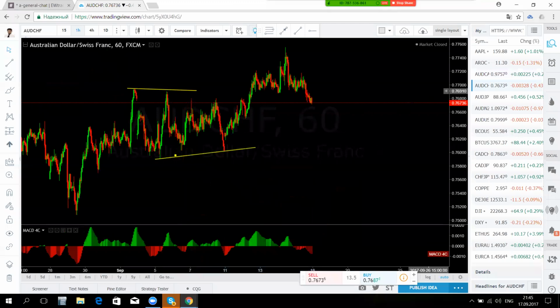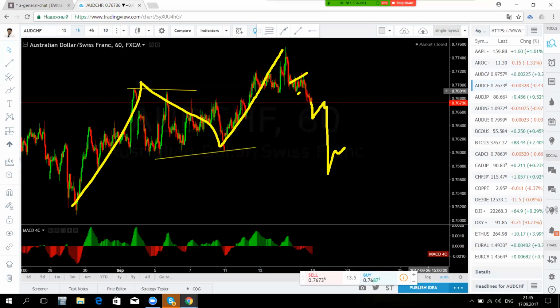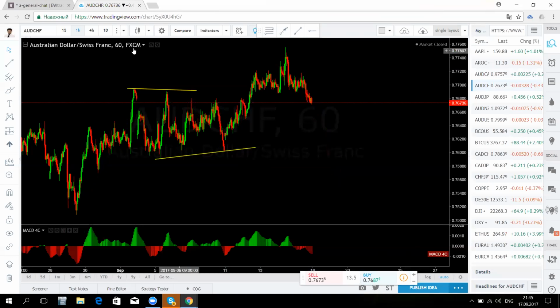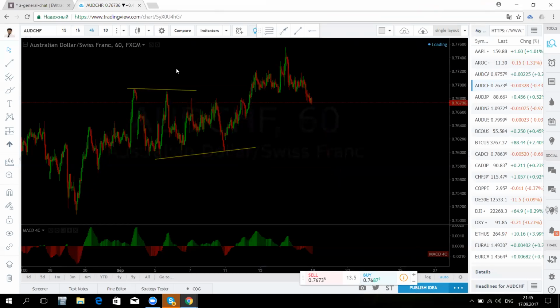Aussie Swiss is coming down back. You've got 1, 2, 3, and we are getting downside. Right? So if they make a flag here, you sell. If they make a flag, you sell. Wait for a flag and sell. You can probably look for any flag on the 1 hour and sell.